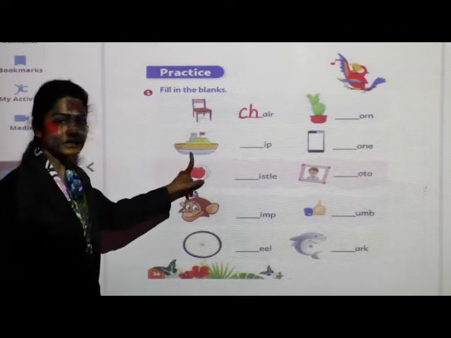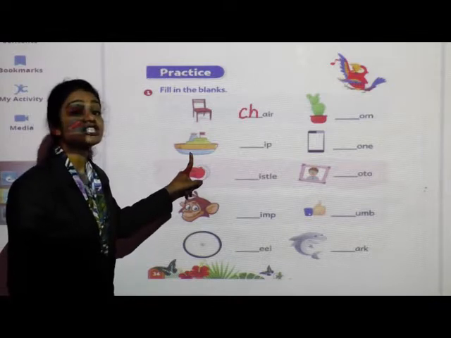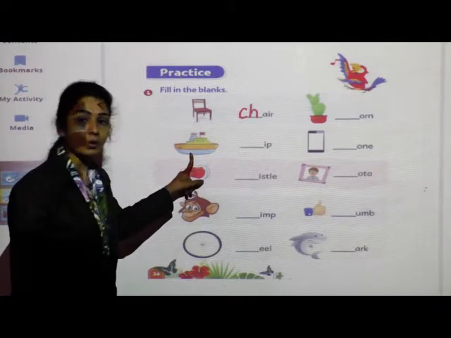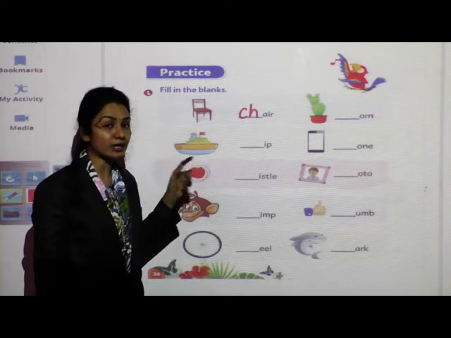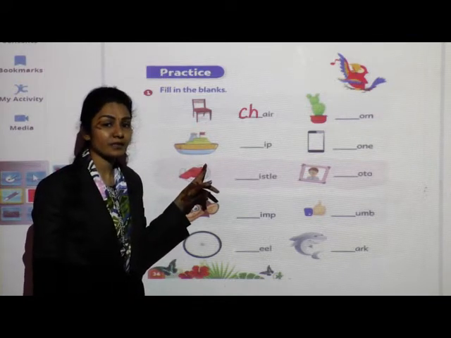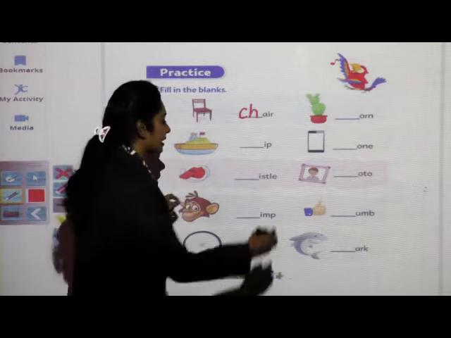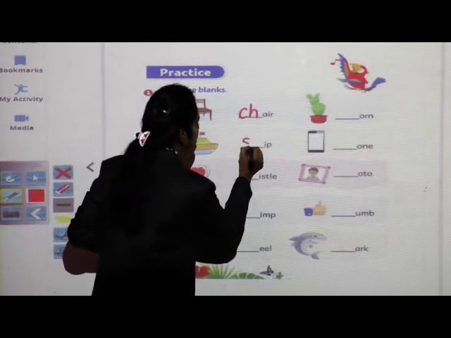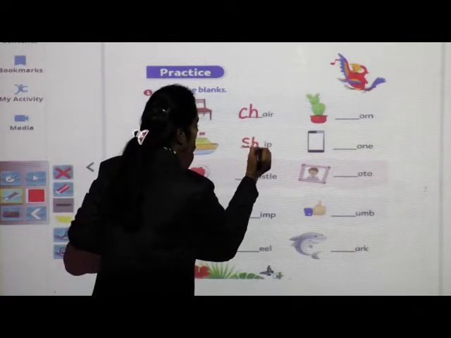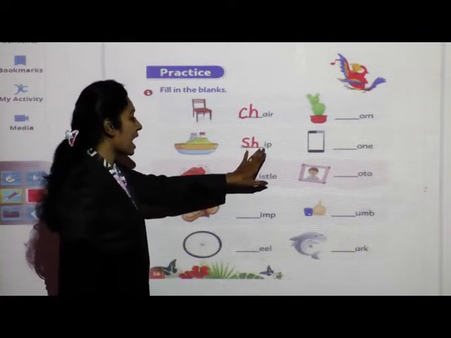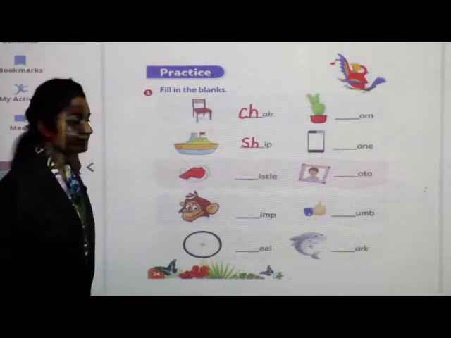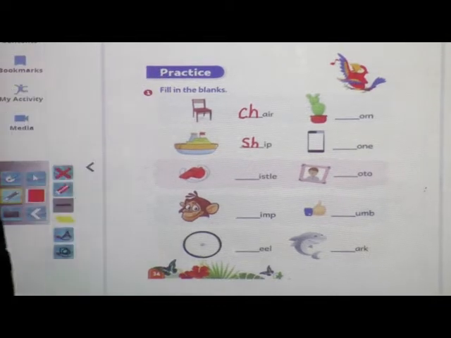Okay. Now next picture. Which picture is this? This is a sheep. Very good. So here what should I write? What are we going to write over here? SH. Yes, SH. SH, SHEEP. Sheep. SHEEP. Sheep.